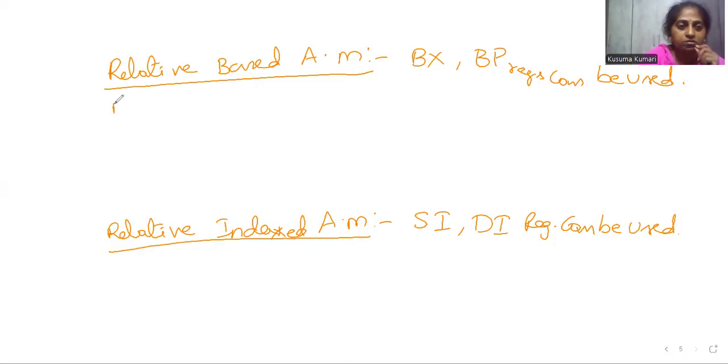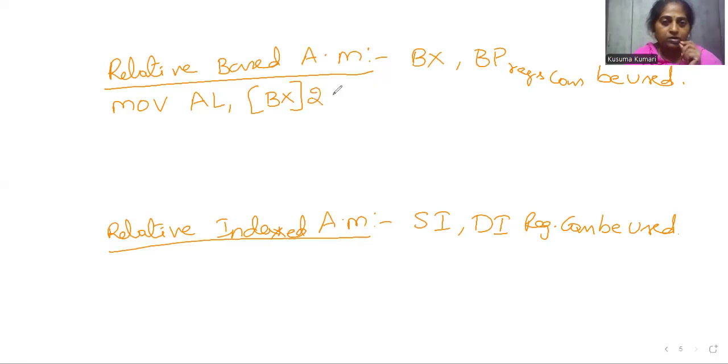What is the instruction? Move AL comma, for example, BX. Here relative based. Based means either BX or BP, base pointer, but relative means it also has some 8-bit or 16-bit displacement. For example, 27 hexa here like this. This is the syntax of this addressing mode.